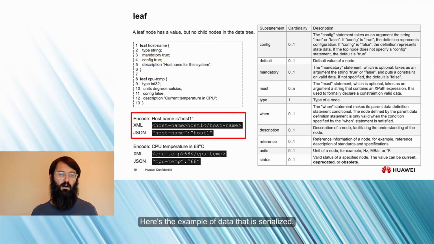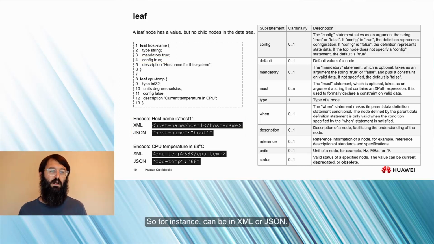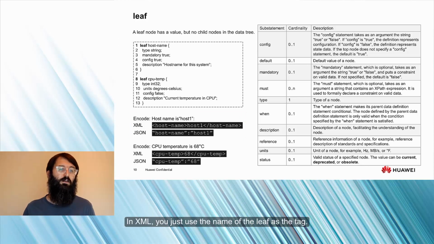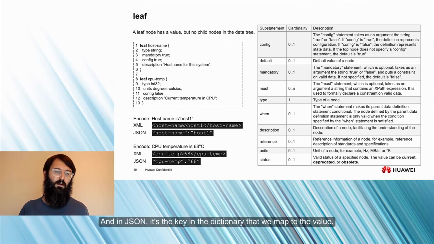Here is the example of data that is serialized. For instance, it can be in XML or in JSON. In XML you just use the name of the leaf as the tag, and in JSON it's the key in a dictionary that will map to the value.